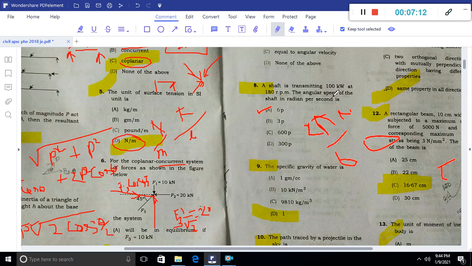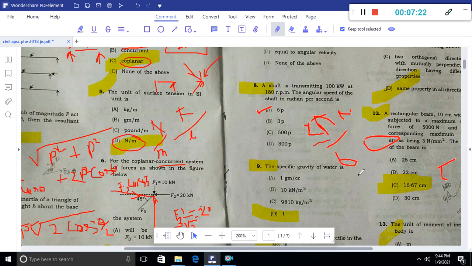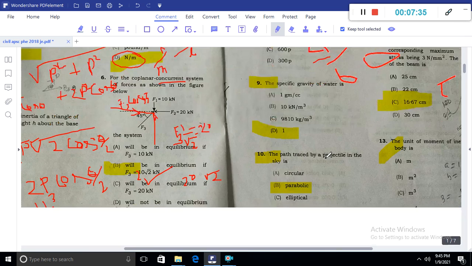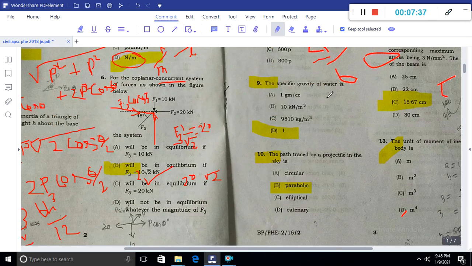Next, a shaft transmitting 100 kilowatt at 180 rpm, angular speed of the shaft. Angular speed we always say 2πN by 60. Here the value of N is given as 180, 60 and 180 cancel to give 3 times, 3 into 2, that means our answer is 6π.